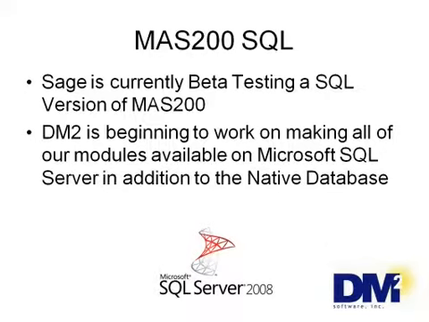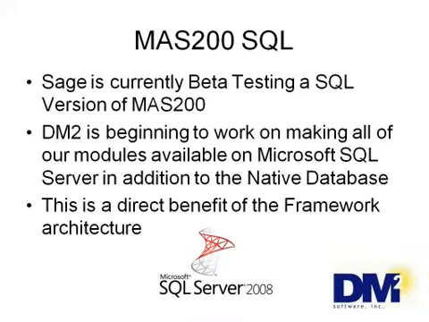You can do that, or in the future you will have SQL Server available to you as an option to use for your MAS 200 database, which is something that we hear more and more from larger organizations who want to do some additional things through their IT group, as well as small organizations who like the robustness of SQL. So that will be an option available for you in the future. And as a direct benefit of the framework architecture, that's one of the reasons we're working very hard on moving our modules up to framework and making them available in the core architecture.